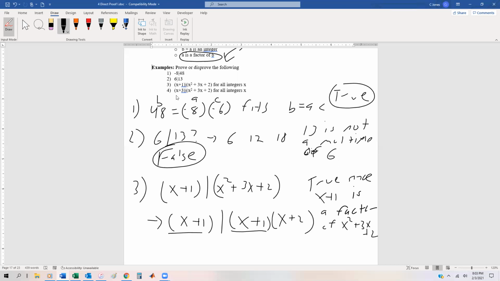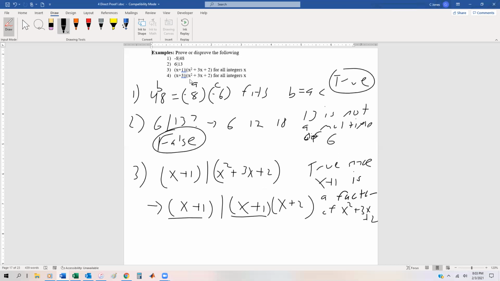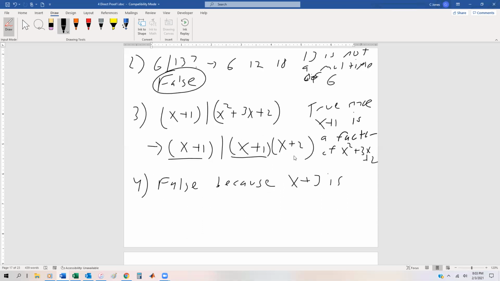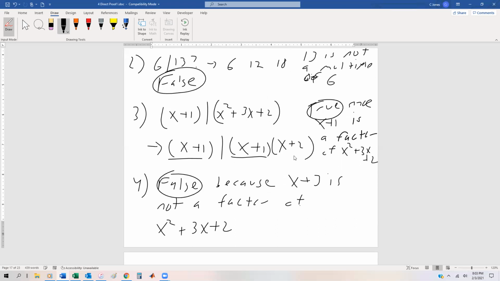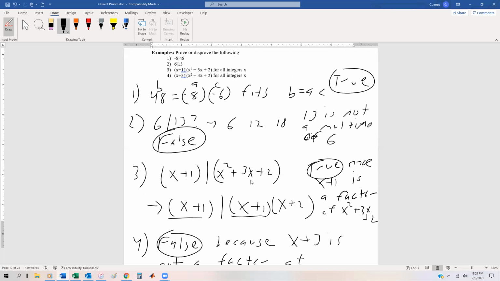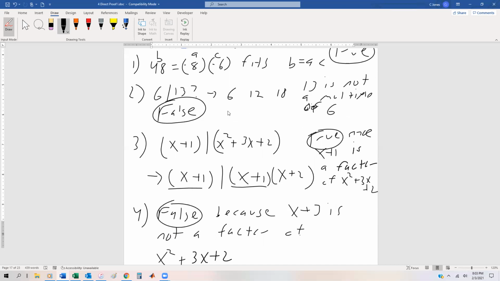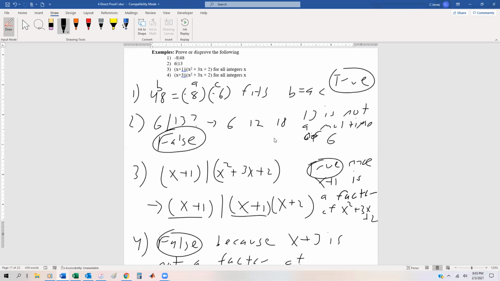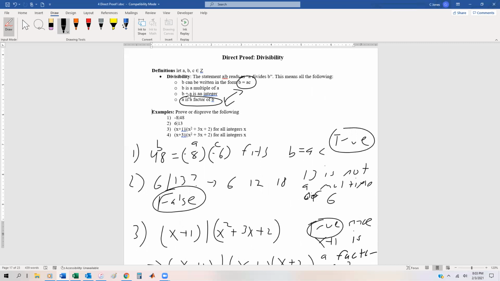And then finally, x plus 3 divides x squared plus 3x plus 2. Well, that's false because x plus 3 is not a factor of x squared plus 3x plus 2. So that's what we're looking for with divisibility. Show it's a factor, or try to show it's not a multiple, or it is a multiple, or something like that. Try to use any of these four definitions.